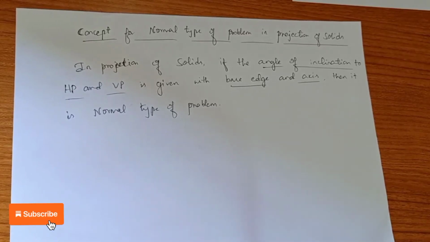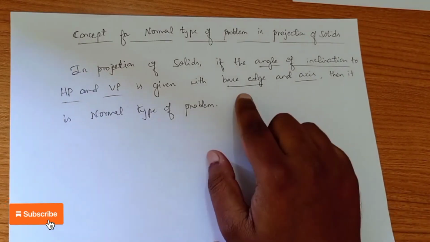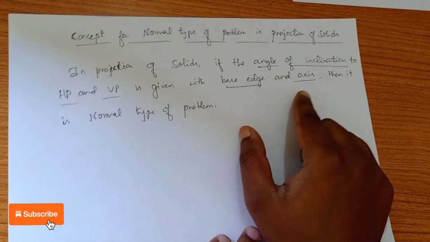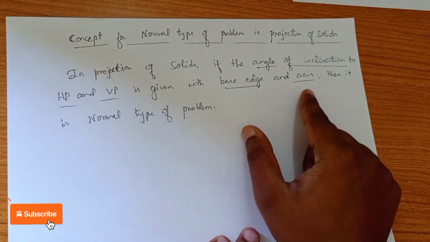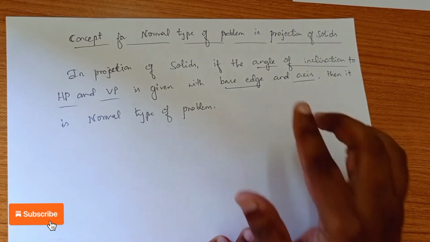So what is the concept for normal type of problem in projection of solids? The concept here is very simple. If the angle of inclination is given with respect to HP and VP, with the base edge and axis, you can see that one of the inclinations will be with the base edge and the other inclination will be with the axis. Then it is a normal type of problem.